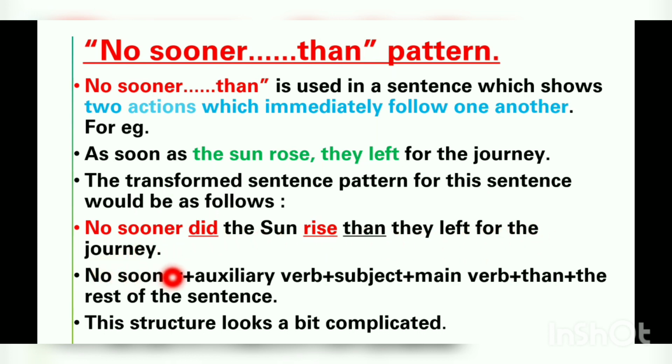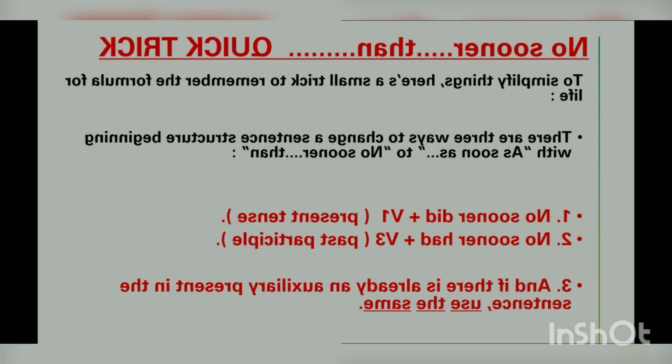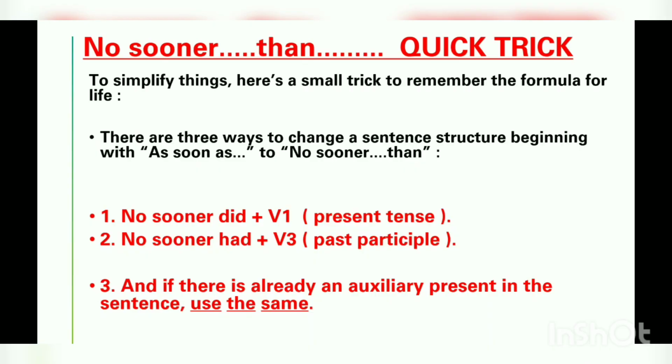No sooner. So what's the pattern? No sooner plus auxiliary verb plus subject plus main verb plus than plus the rest of the sentence. Now this structure looks a bit complicated. So let's see an easier way, a quick trick. To simplify things, here's a small trick to remember the formula for life.